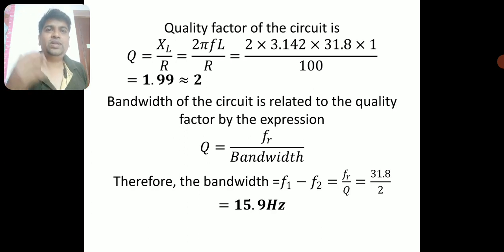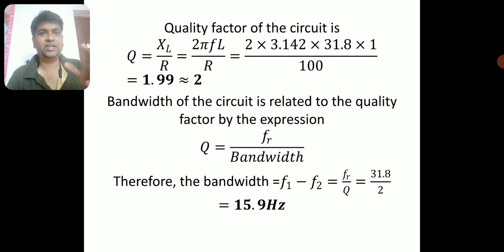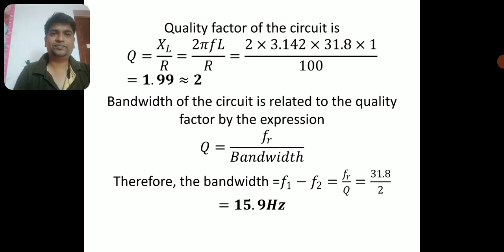So go on substituting one by one in that equation. 2 into 3.14 into the frequency which I have calculated, 31.8. It is the resonant frequency. You are calculating the quality factor at resonant frequency itself. 31.8 into 1 Henry. Inductance is 1 Henry, divided by resistance of 100 ohm. So if you calculate the Q, you will get 1.99, which is approximately equal to 2. The quality factor I got is 2.